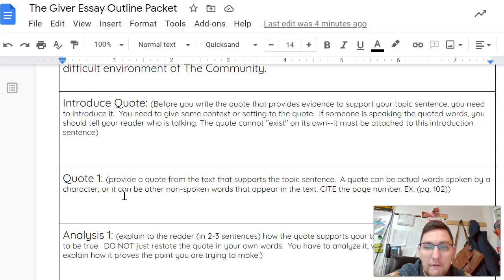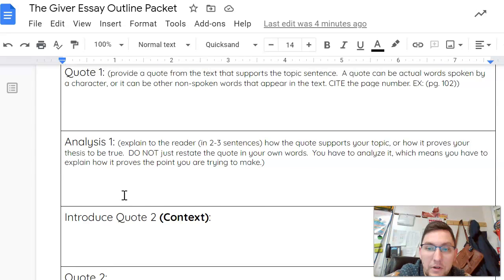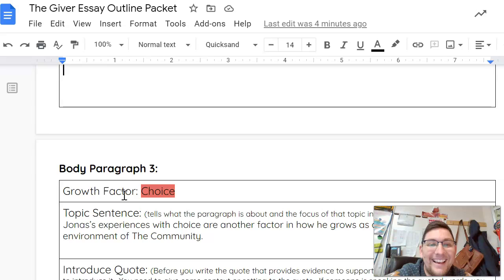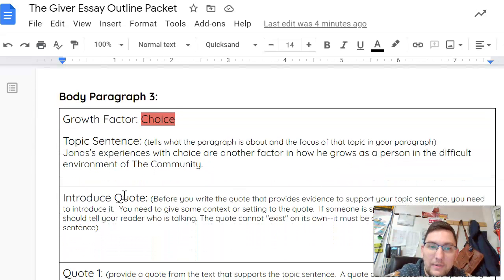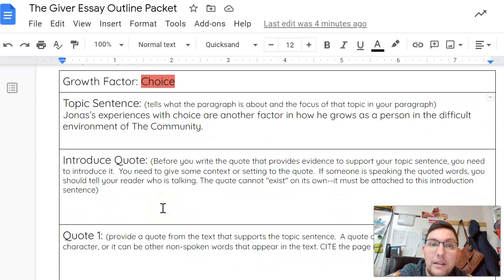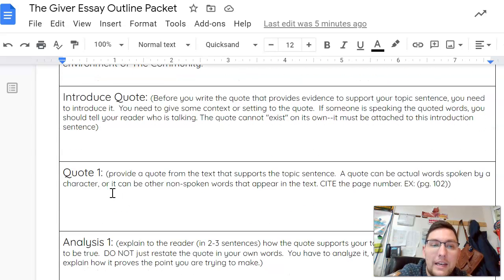Okay? So now we found 2 pieces of evidence for how memories help Jonas grow and how pain has helped Jonas grow. And then finally, choice. Jonas's experiences with choice are another factor in how he grows as a person in this difficult environment in the community. How does choice help Jonas grow? Jonas before didn't really have much choice, but now that he has choices, it's given him the ability and freedom to grow. You need to find 2 times in the book when Jonas is actually given a choice and how that helps him grow.